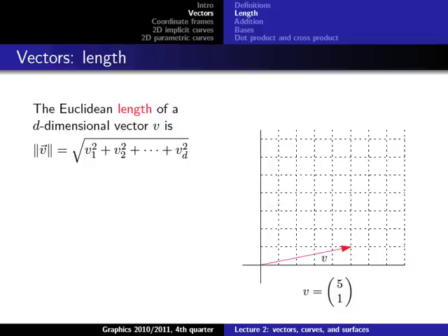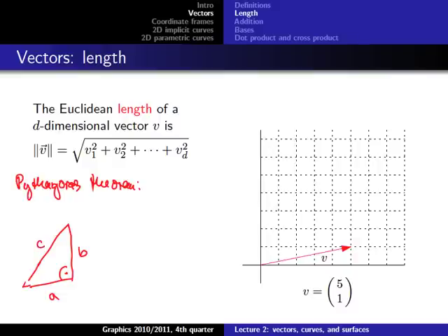So probably from school you are familiar with the Pythagorean theorem, which says that if you have a triangle with a right angle here and 3 sides a, b, and c, then the length of the side opposite the right angle, squared, is the same as a to the power of 2 plus b to the power of 2.